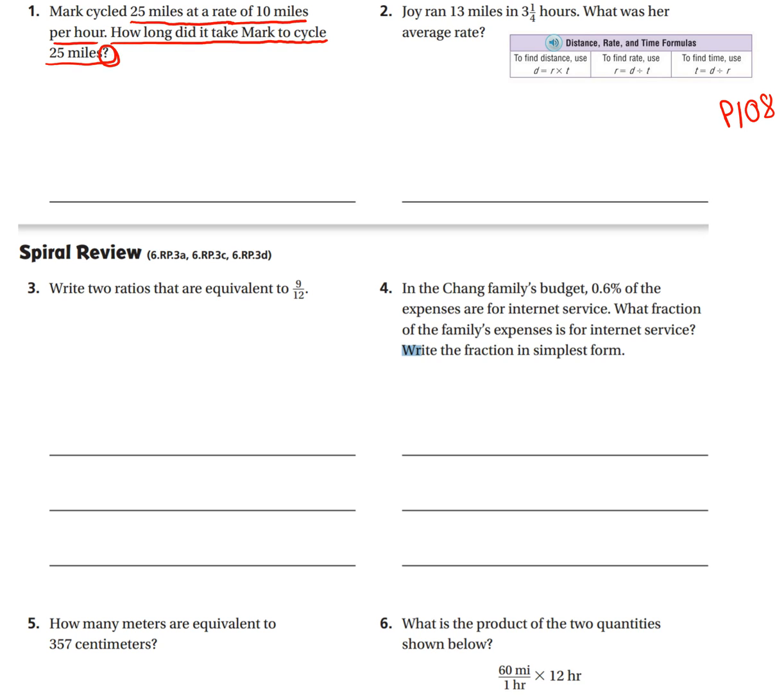Okay, so how long? We need to find the time. So we have time equals, we know the distance, 10 miles. Oh, I'm sorry. The distance is 25 miles. And we know the rate is 10 miles per hour. And that's how we're going to find the time. Okay, and the time is going to be in hours. So 25 divided by 10, that's the math you need to do. And that will tell you your answer, and your answer is going to be in hours.